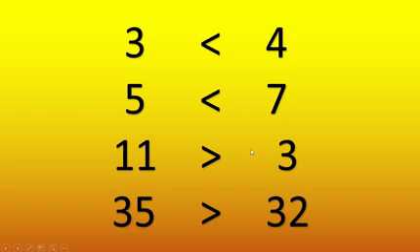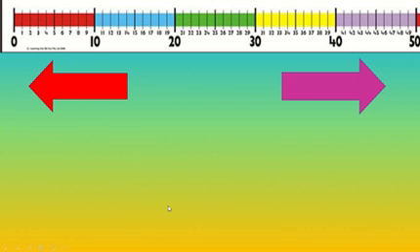11 and 3. 11 is the biggest number. So we have the big brother, greater or bigger, on the left side. 35 and 32, what number is the biggest? 35. Therefore we have greater, looking to the left. So here we have smaller and smaller and bigger and bigger.